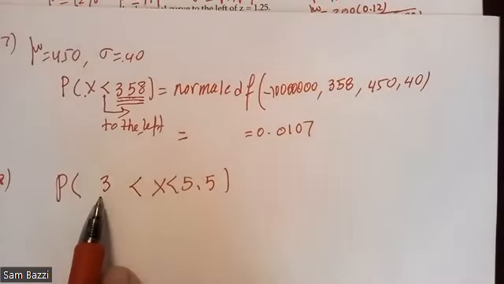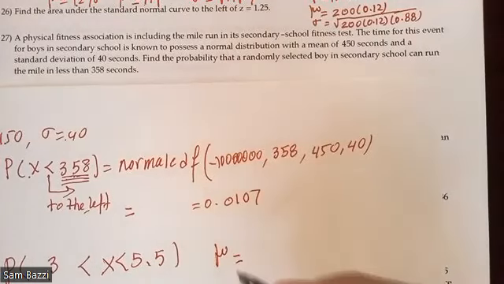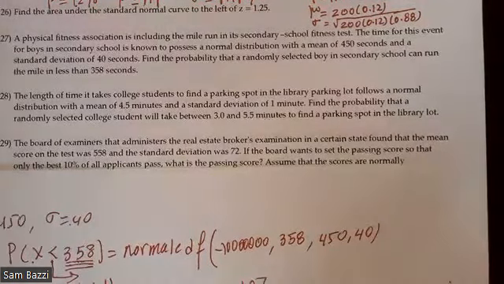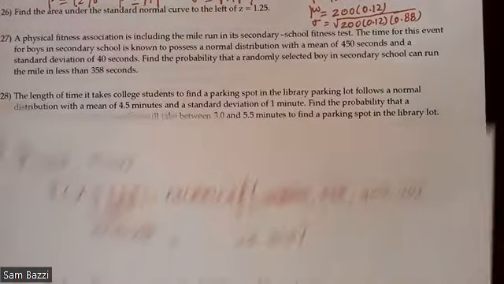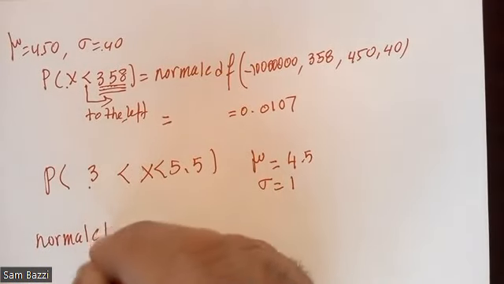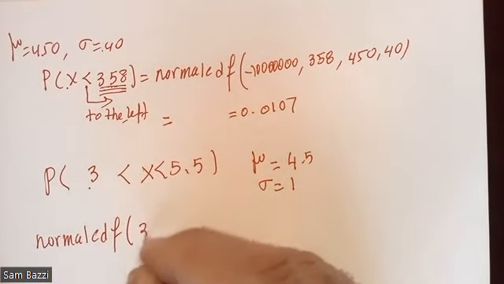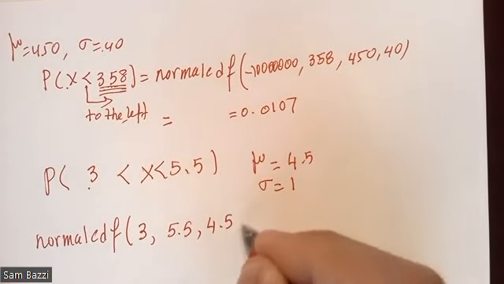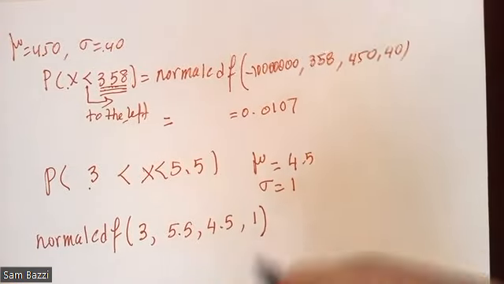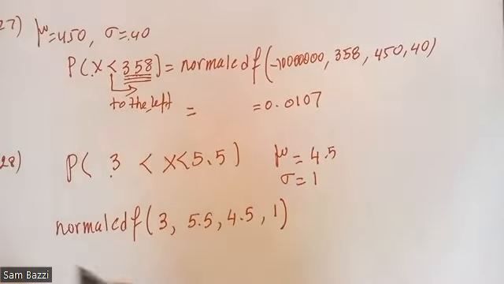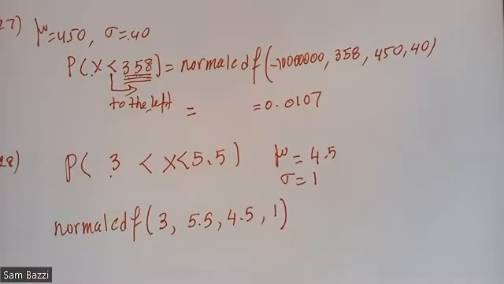He gives you the lower bound and the upper bound, and he gives us the mean also, which is 4.5, and the standard deviation of 1. Okay, here's what you do, guys. You go to normal CDF, you put the lower bound, the upper bound, the mean 4.5, and the standard deviation, and that will just give us the answer.